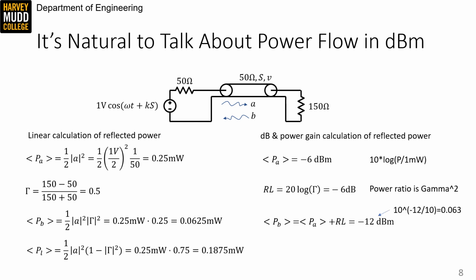In case you can't do the conversion right offhand, 10 raised to the minus 12 over 10 is 0.063. So this answer gives us the same result as the left column. However, logs have a downfall. You can't just find the difference between minus 6 dBm and minus 12 dBm to determine how much power is in the load because logs don't add that way. You have to convert your results back to linear quantities to use conservation relationships.